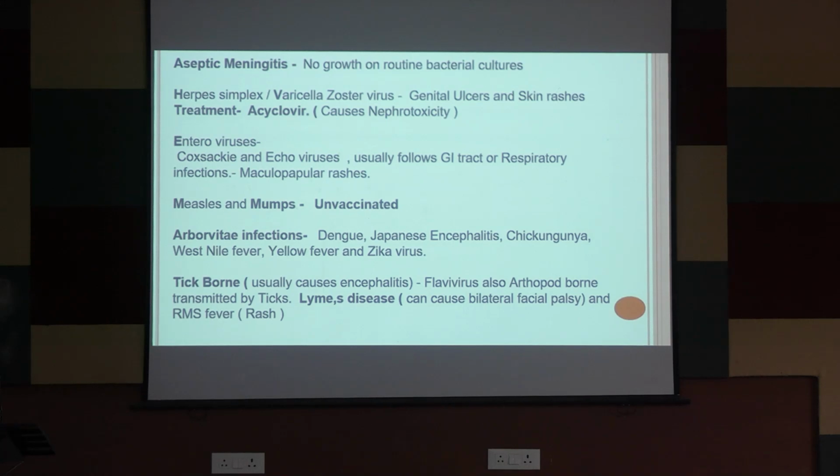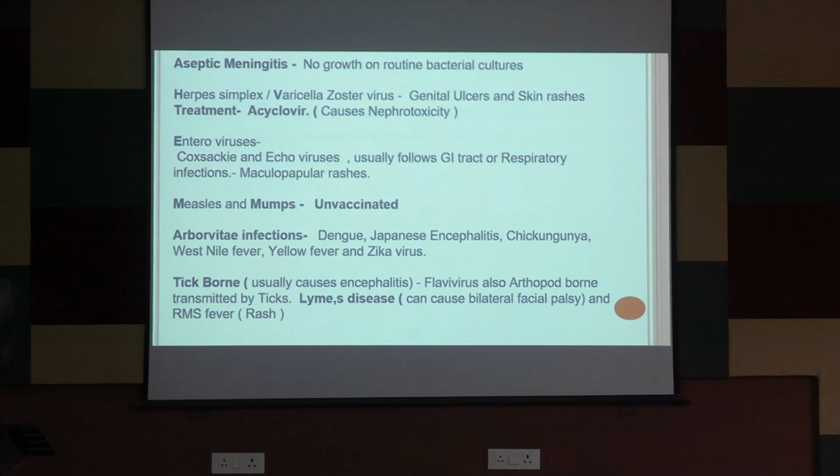So another group is the enterovirus group. I have already told you about Coxsackie virus and echovirus. These are also common viruses causing meningitis. Usually they are commensals of the lower GI tract or cause respiratory infections. They also cause maculopapular rashes.